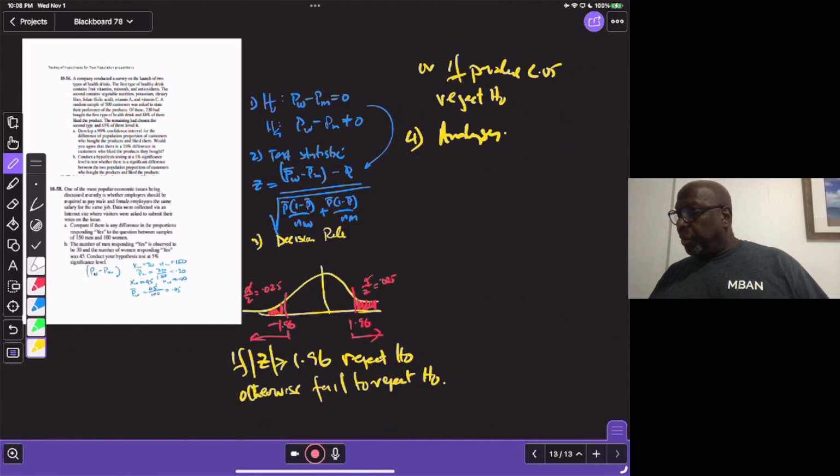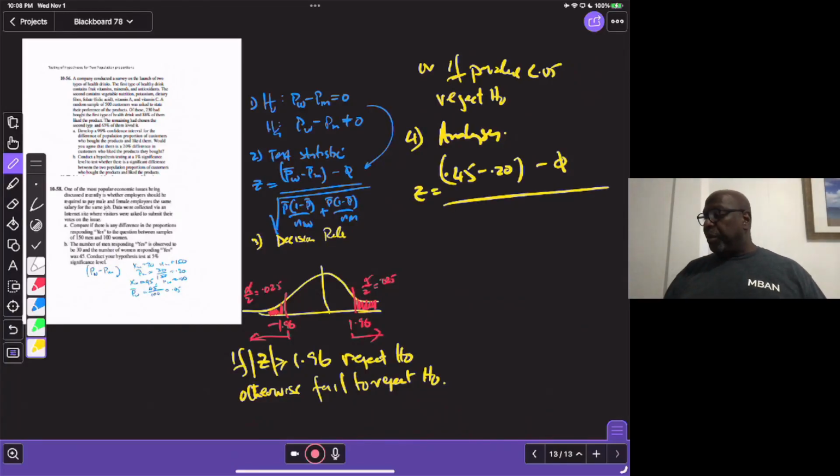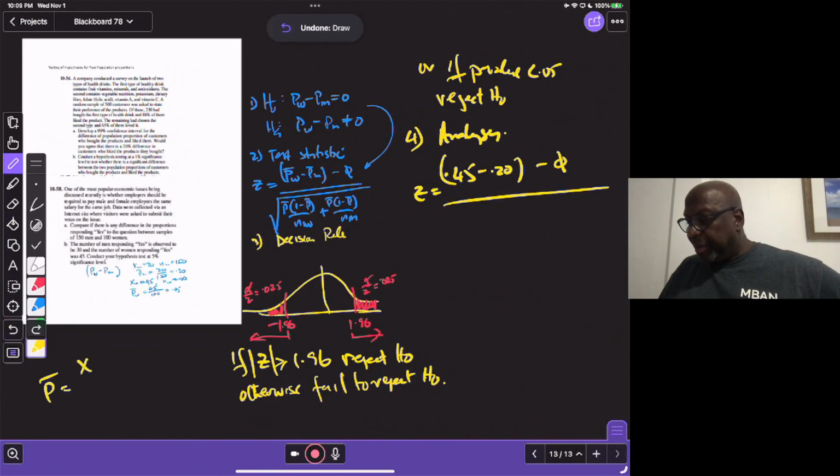So, we have our sample values already, 20% and 45%. So, Z is equal to 0.45 minus 0.20 minus 0. And now we have to go and find P bar. I should have done that a little bit earlier, but anyway, P bar is, sorry, there's no X bar in there, X women plus X men over N women plus N men.